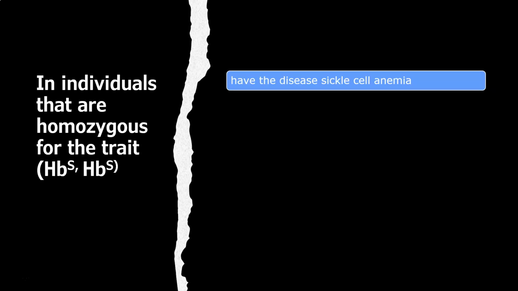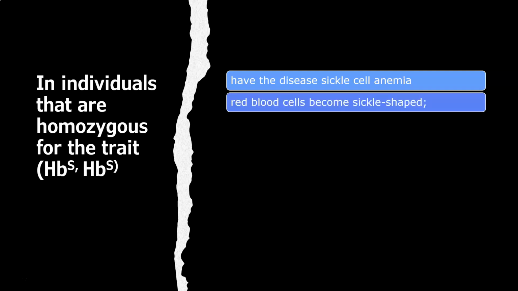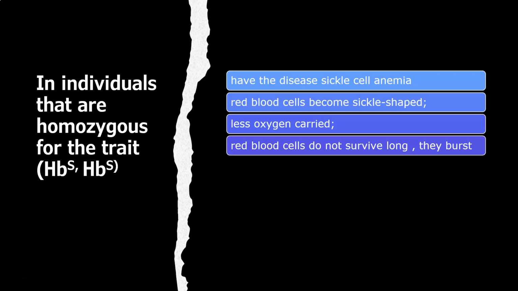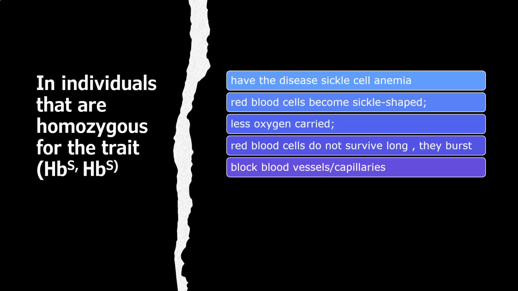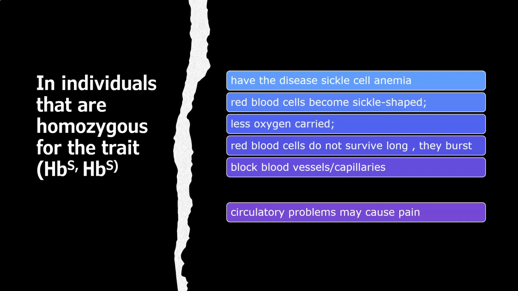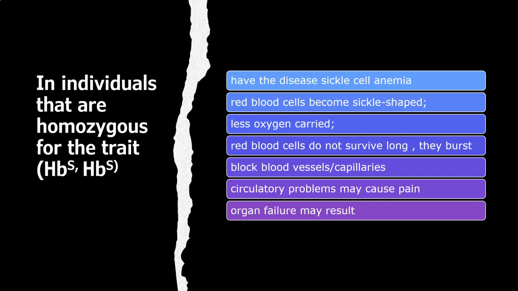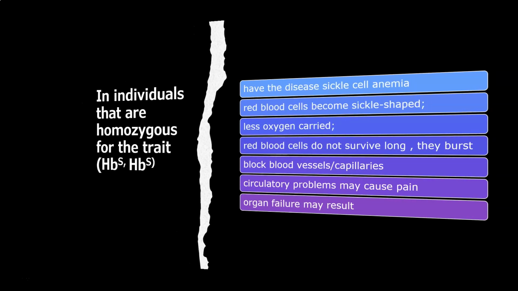Okay, so in individuals that are homozygous for the trait, so we're saying both alleles are the same, they have the disease, sickle cell anemia. Their red blood cells will become sickle-shaped. Less oxygen is carried in those blood cells. The red blood cells do not survive long. They do actually end up bursting. They block blood vessels and capillaries. The person will get circulatory problems, and this may cause pain, and organ failure may be a result. So it is quite a serious condition.